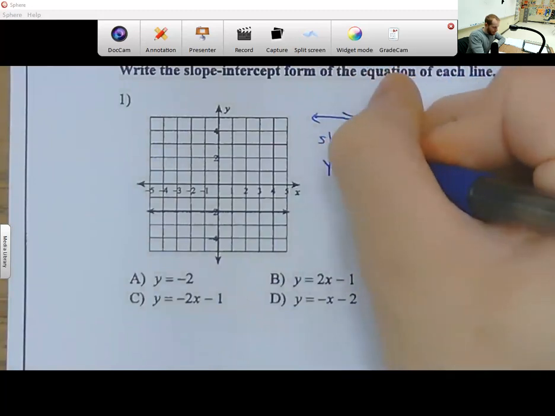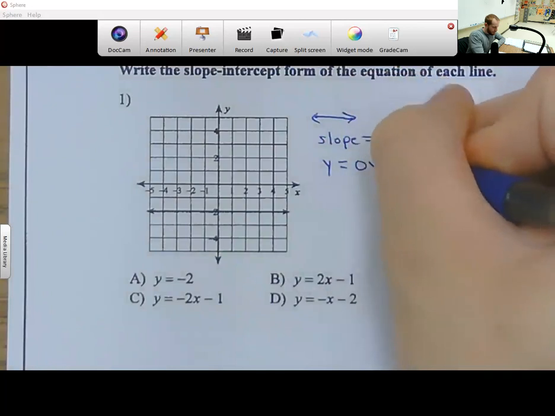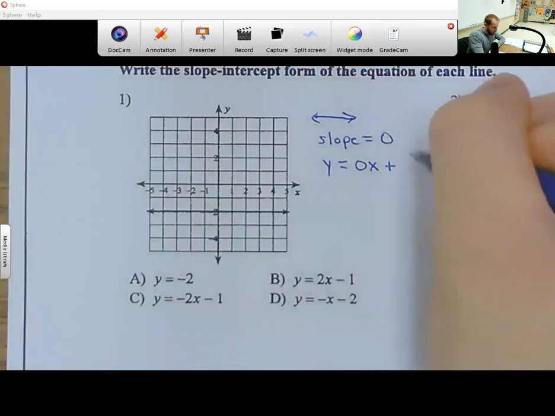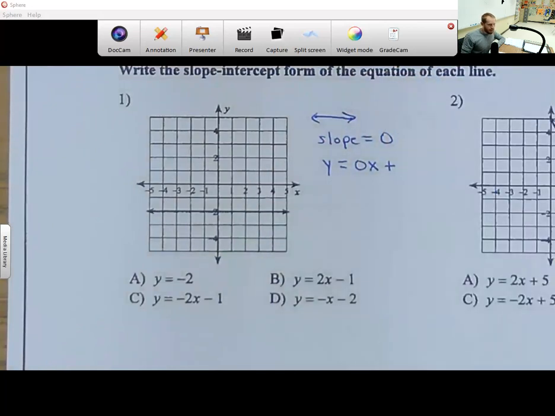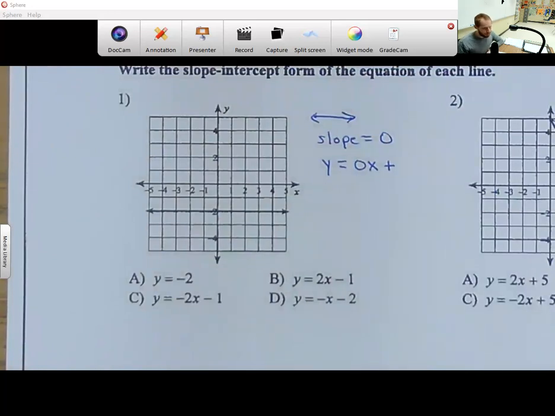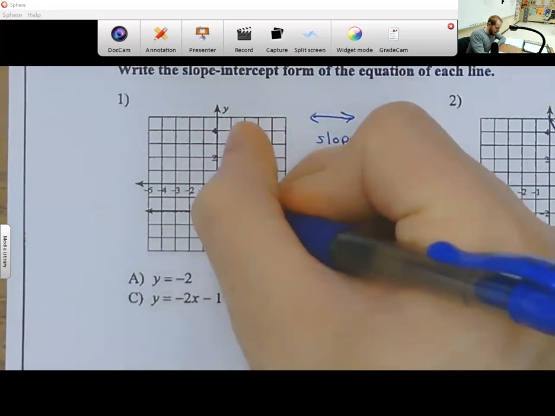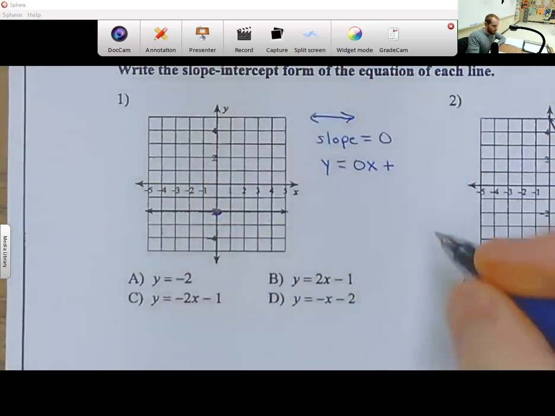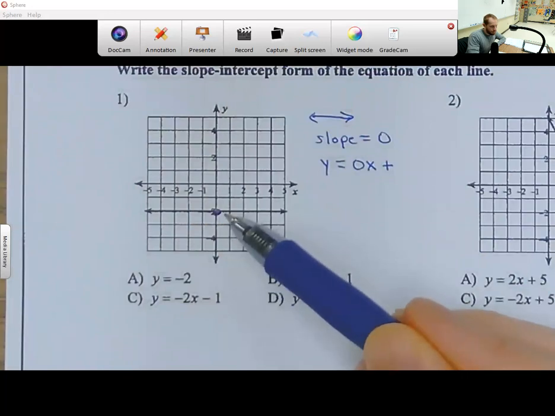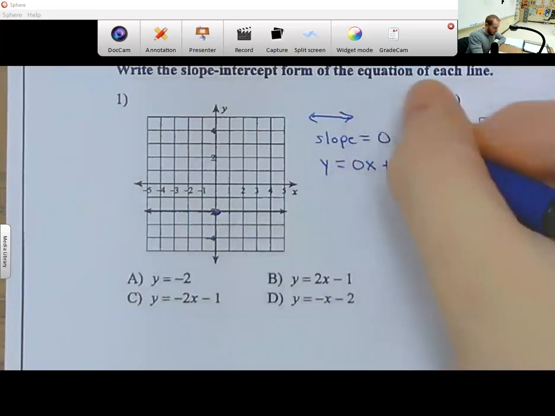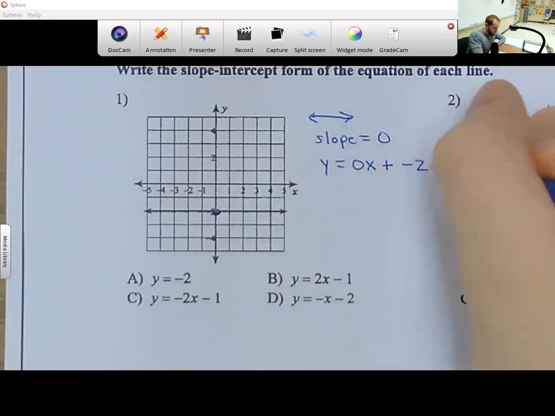So I'm going to have y equals 0x plus what? Now we need to find out what the y-intercept is. So where does this graph cross the y-axis? It crosses the y-axis right here at -2. So 0x plus -2.